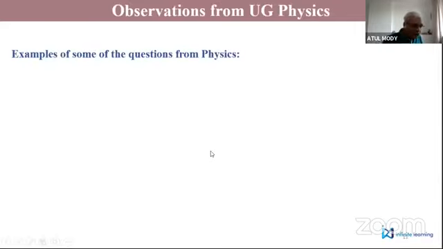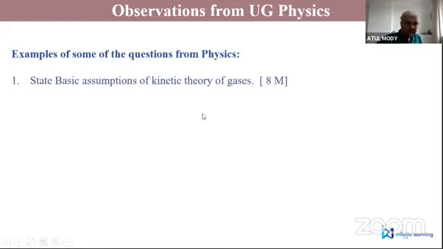Now, what I'm going to show you are some examples from physics, the kind of questions which are asked in board examinations or university examinations. And of course, everybody knows that. When I studied, we used to have an annual exam only once a year, and the entire course used to be examined at the end of the year, once only.